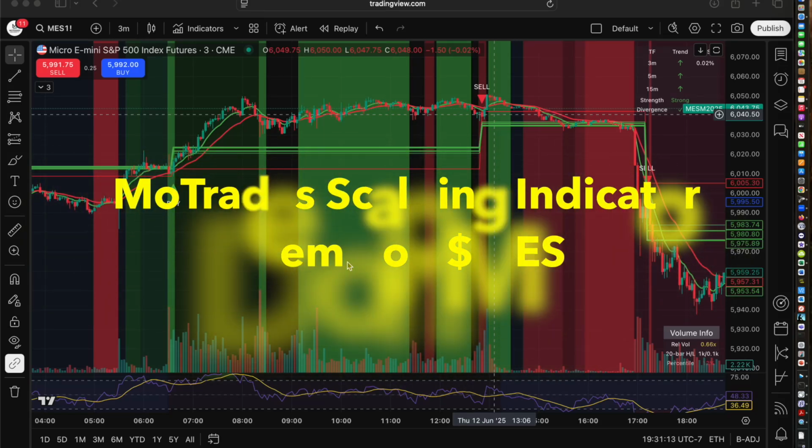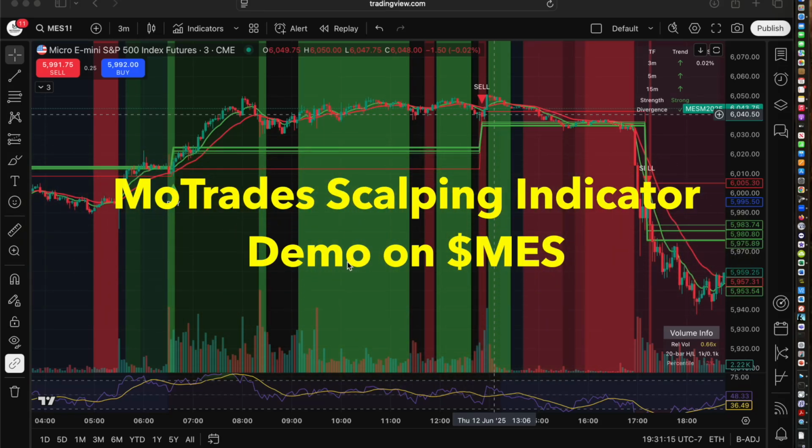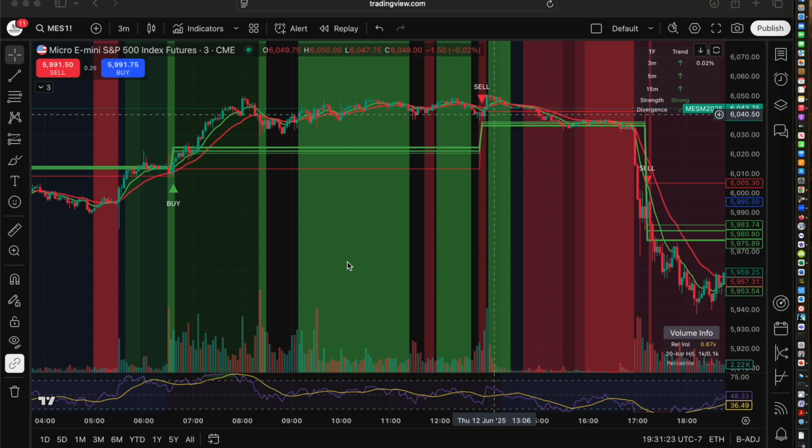This evening we're gonna go over a demo of our 3-minute scalping indicator. We will be trading MES that happened on June 12th, Thursday, starting at 6 a.m. Pacific time. So a couple of different ways to use the indicator: to watch for the buy and sell signals, and use the take profit levels.